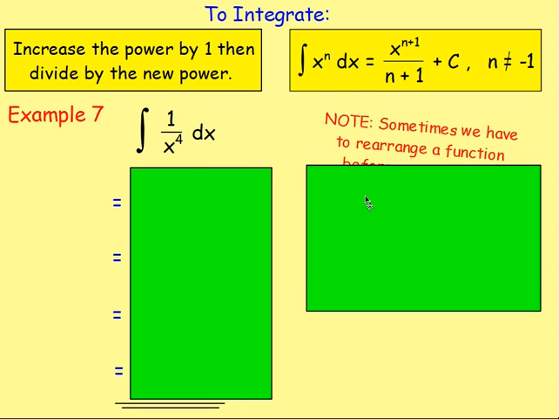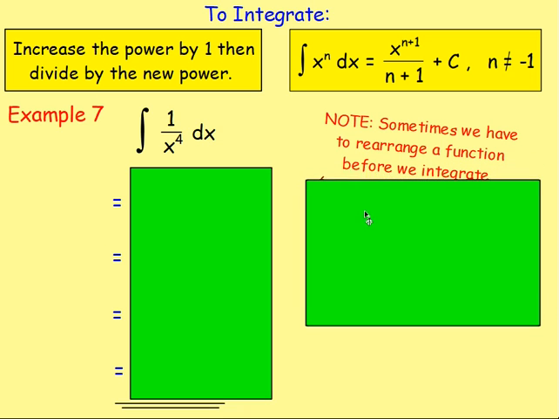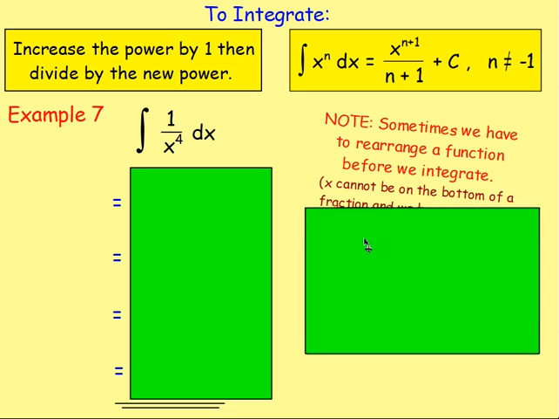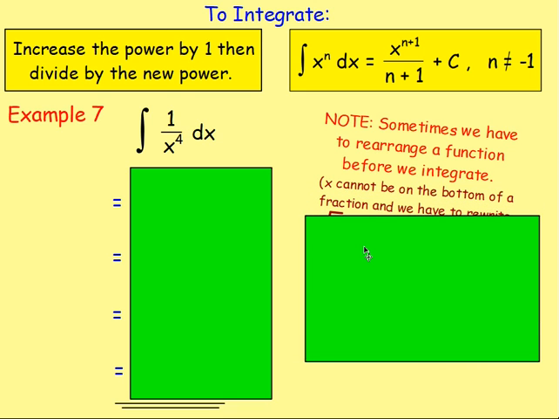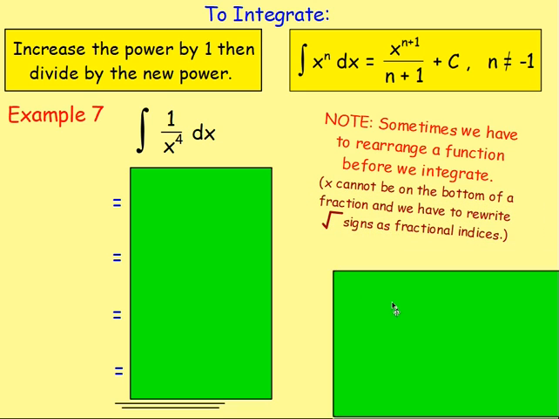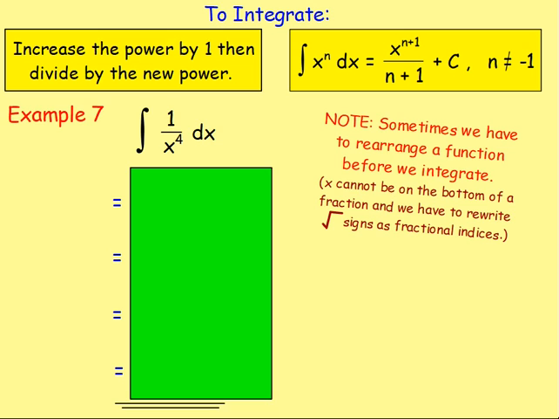What you need to do sometimes is you have to rearrange a function before we integrate. You have to do that if x is on the bottom of the fraction, and you also have to write your square roots, cube roots, fourth roots, and so on. You have to write these signs as fractional indices. So always have a look at your function. If x is ever on the bottom, you have to rewrite it. If there's ever a square root or a cube root sign, you have to rewrite that as well.